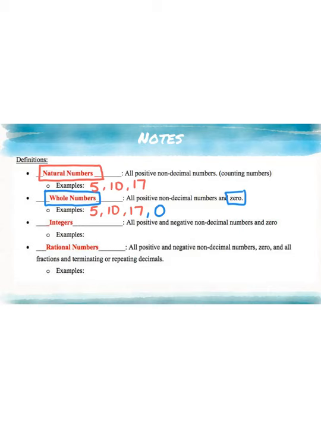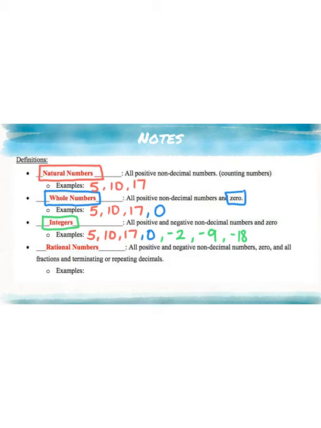Next is the definition of an integer. An integer is all positive and negative non-decimal numbers and 0. So now we're adding in all of our negative whole numbers. I've written some examples of integers. Notice how each time we're adding on. So it's all the same numbers from before, but now we're adding in negative whole numbers. So that could look like -2, -9, -18.